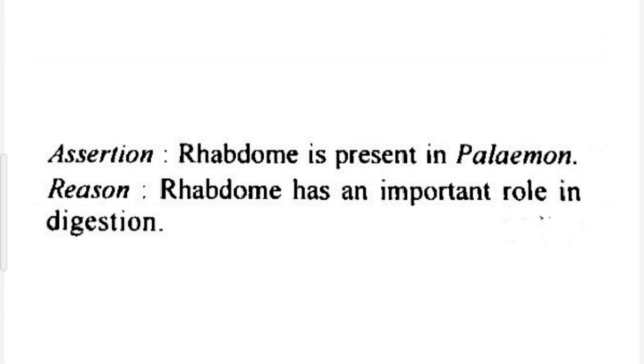Assertion: Rhabdome is present in Palaemon. Reason: Rhabdome has an important role in digestion. Right answer is option C, if assertion is true but reason is false. Because the inner end of cornea cells lie upon an elongated spindle-shaped rod, that is rhabdome. And rhabdome is secreted and surrounded by a group of 7 elongated retinal cells, and rhabdome along with the retinal cells together form the receptor region of the eye. They have no relation with digestion. So the reason is false.